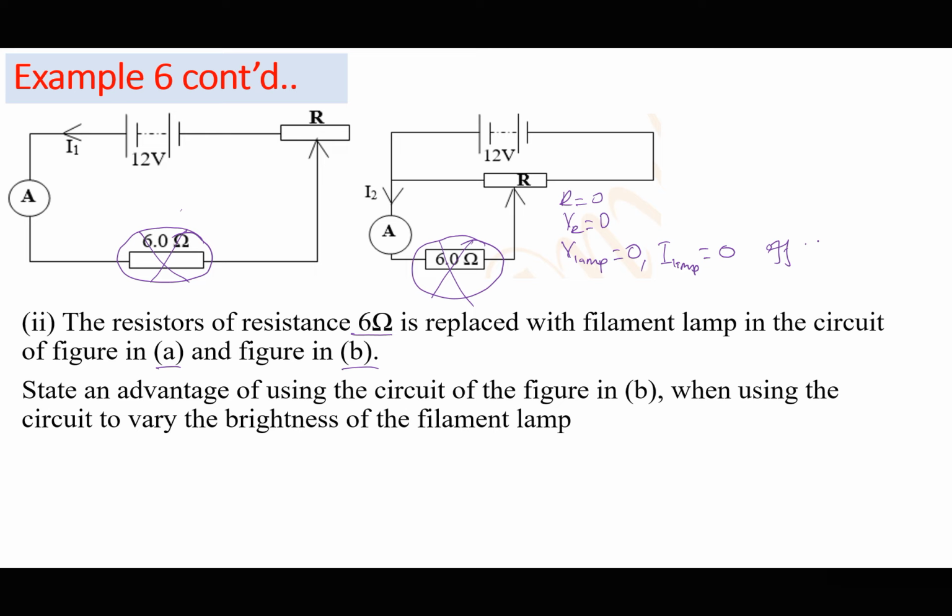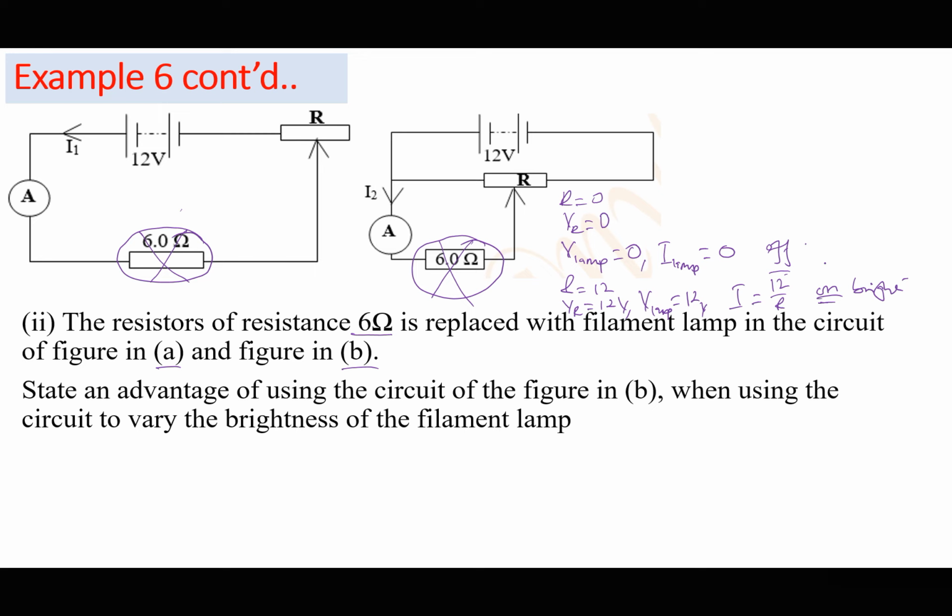The lamp will be off. When R equals 12, the PD across R is going to be 12 volts, which means the PD across the lamp is also 12 volts, which means the current in the lamp is going to be 12 divided by the resistance of the lamp. So this means it is going to be on or bright. So it means we have a full range between off and on for using circuit B.